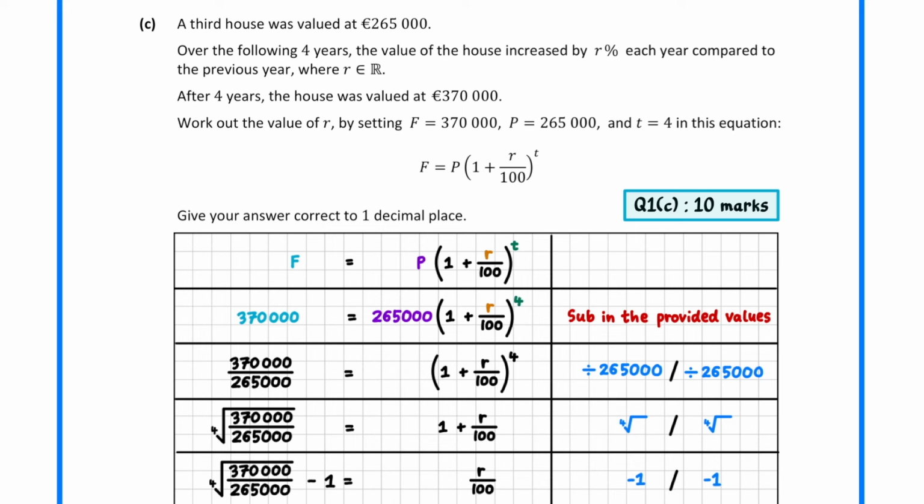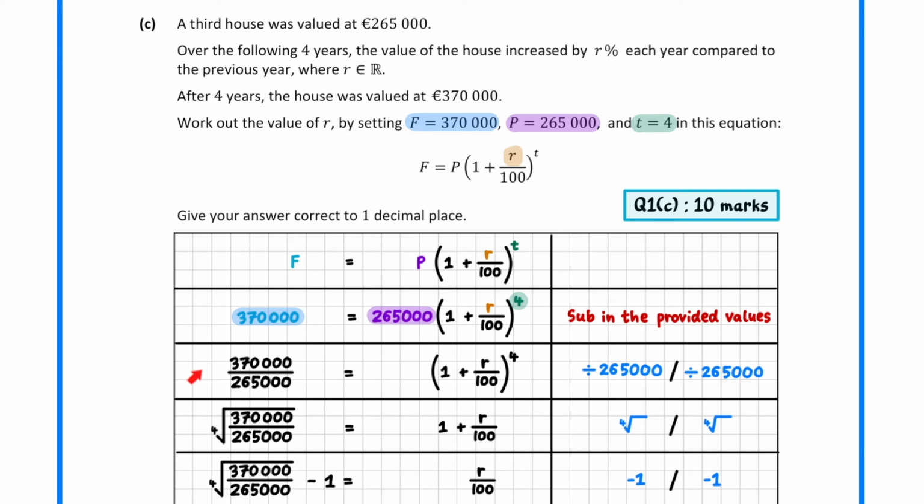In part C, we are told to sub values into an equation and solve for the unknown value of r. The given formula is F equals P times (1 plus r over 100) all to the power of t. We are told that F equals 370,000, P equals 265,000, and t equals 4. We can solve for r as follows.